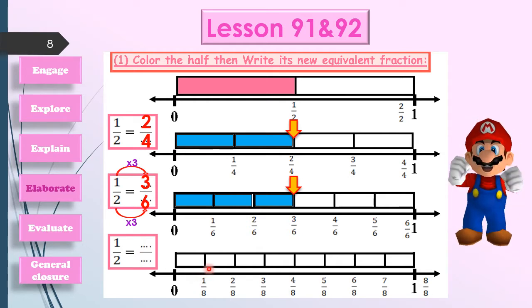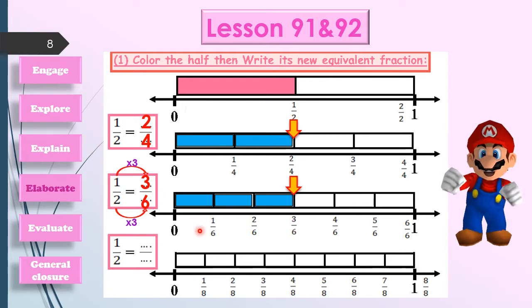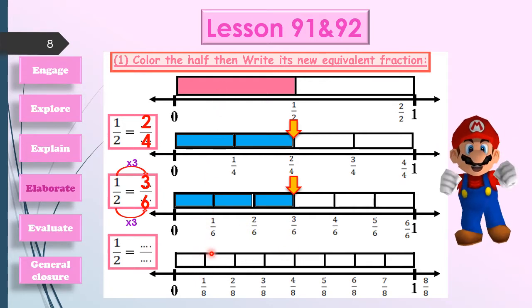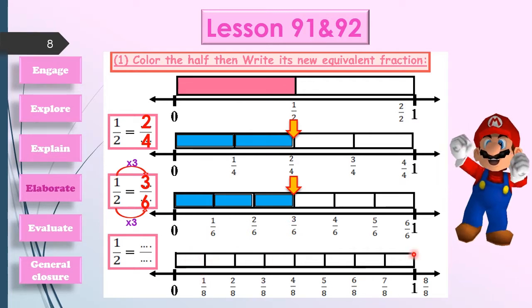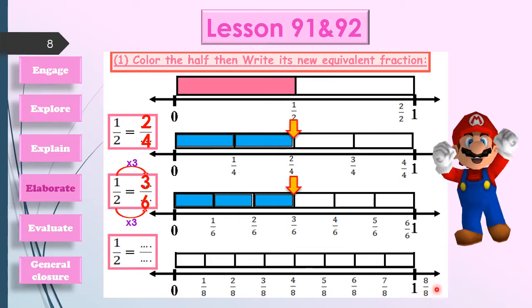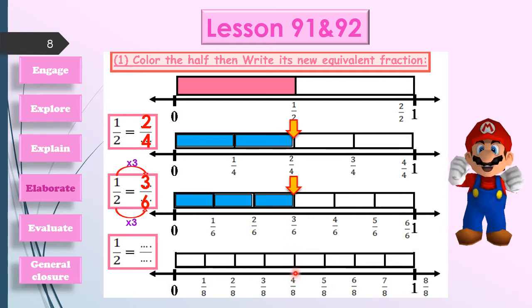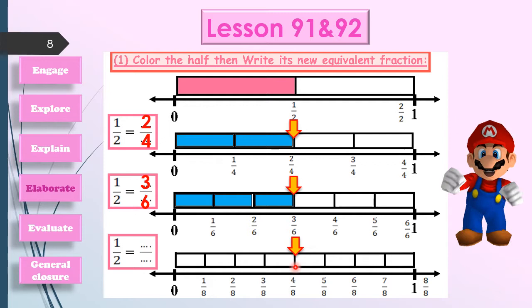Here we have this number line that has the same size as this number line, and this fraction strip has the same size as the above one. Here we have this number line divided into 8 equal parts, starting from 0 ending at 1, which is equal to 8/8. And I want to color half of it. Let's point at half as above.